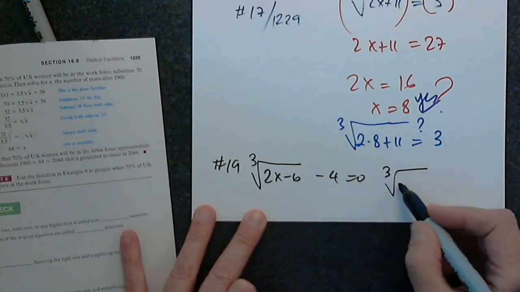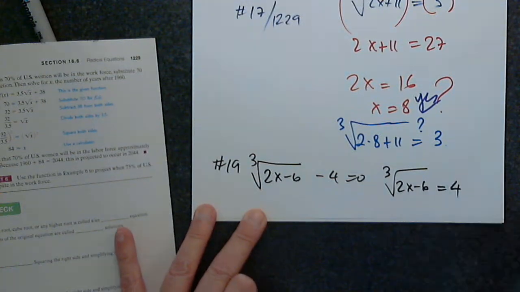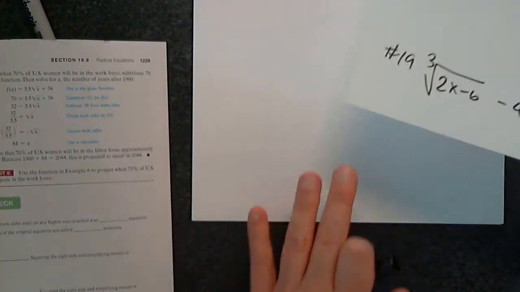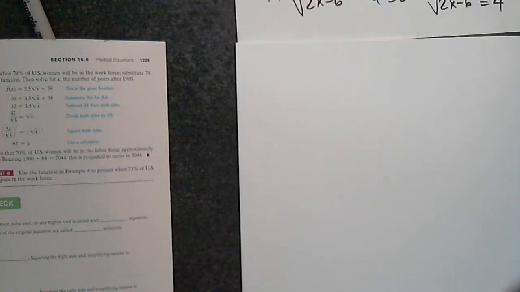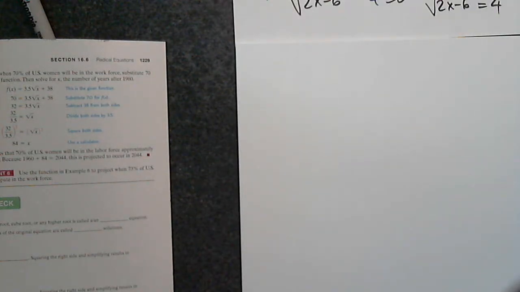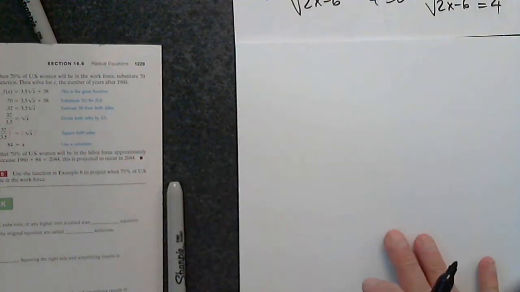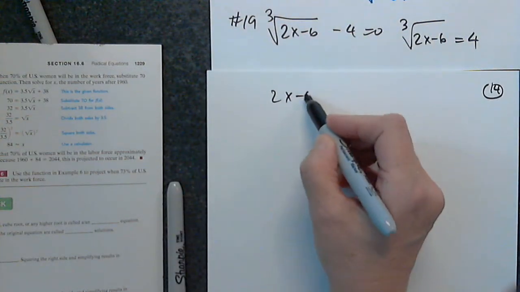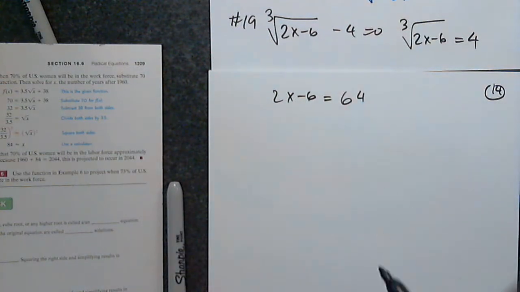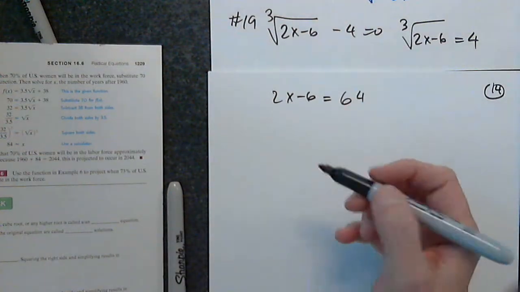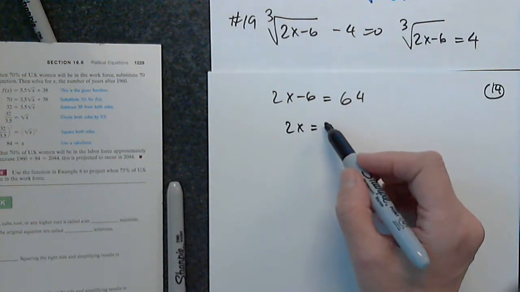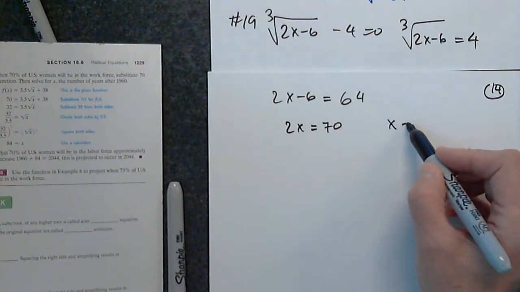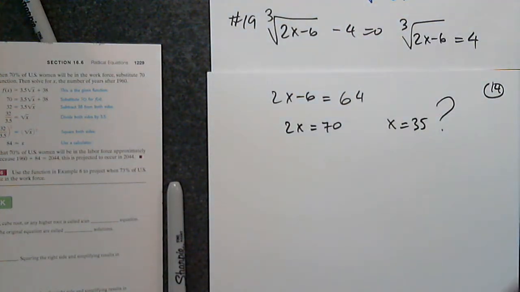Correct. So we have this. And now we can cube both sides, because we have to. So therefore, we have 2x minus 6 equals 64. It's linear. 2x equals 70. So x equals 35. And we are not guaranteed.